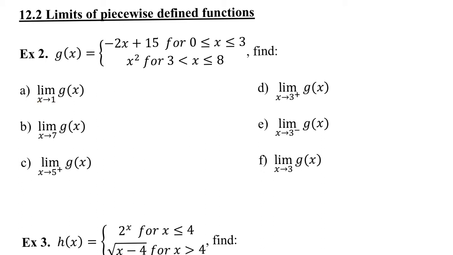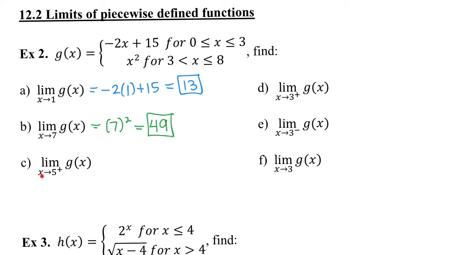So the first one says the limit as x approaches 1. X is 1, which is between 0 and 3, so I'm going to use this algebraic expression. There's no reason not to just substitute it in because it is continuous at x is 1. So negative 2 plus 15 is 13. Okay, for the next one, it says the limit as x approaches 7. X is 7, which is between 3 and 8. So I'm going to use this expression, x squared, so this is going to be 7 squared, which is 49.